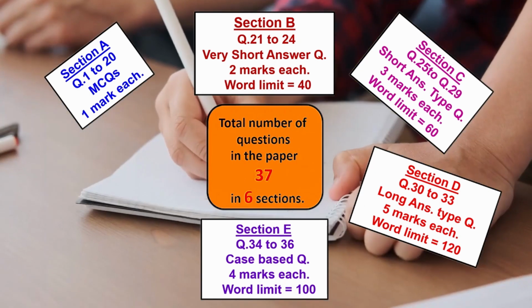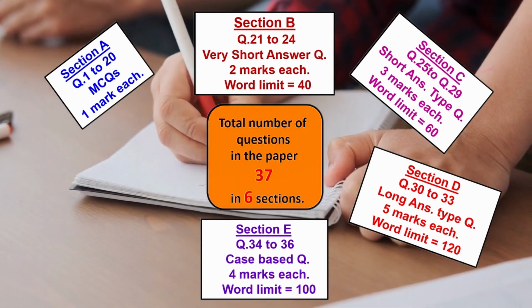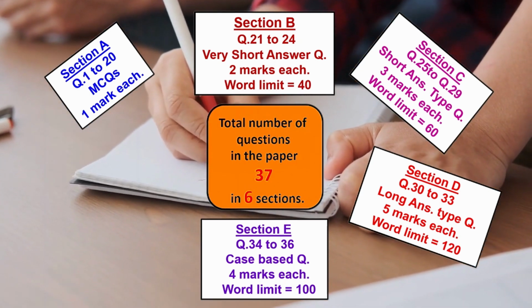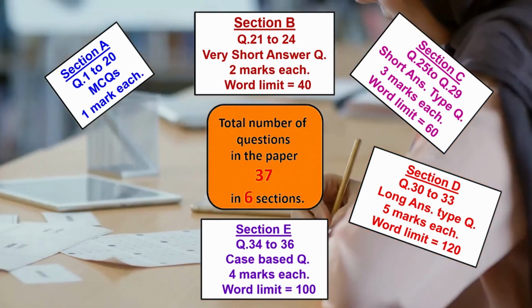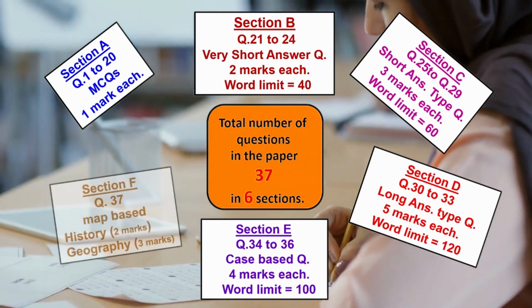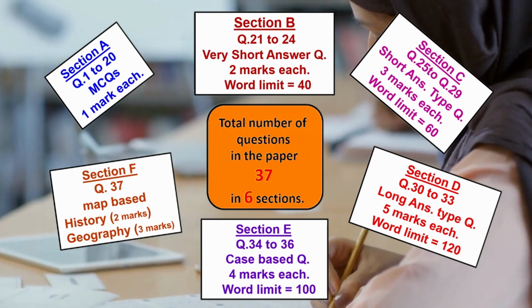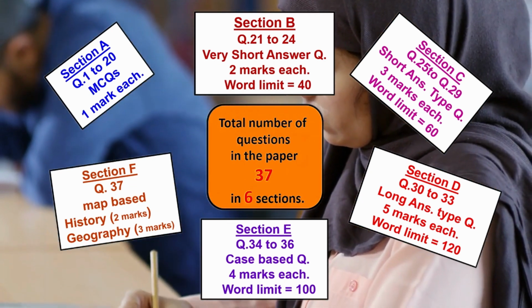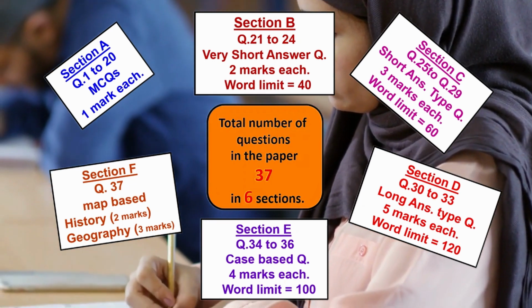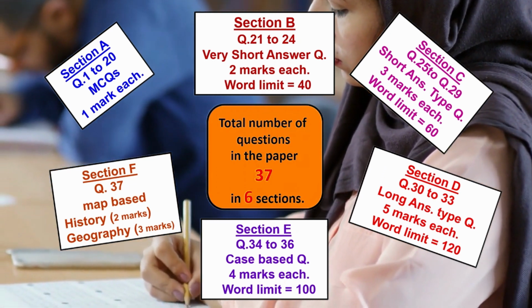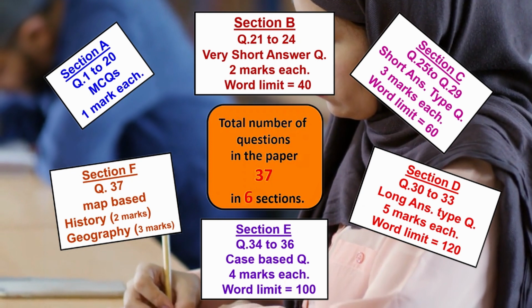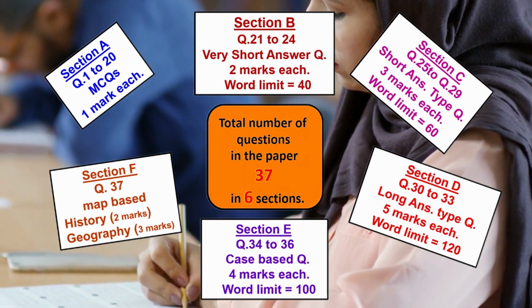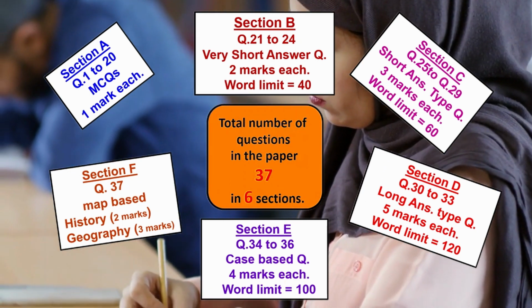Section E, questions 34 to 36, are case based questions. Each question carries 4 marks and here the word limit is 100. And section F, the last question, question number 37, is a map based question. Here there are 2 types of map. One is history, which is of 2 marks, and one is geography, which is of 3 marks.